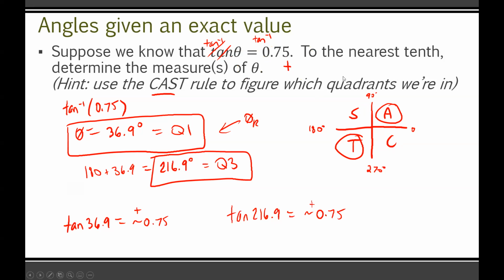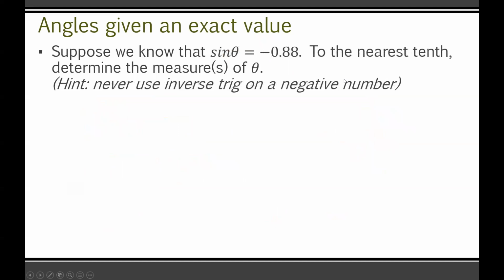Let's do another one. This next one's a little trickier, but it's similar. Suppose we know that sine theta equals negative 0.88. I was almost going to say degrees, but negative 0.88 is what you got, right? To the nearest tenth, determine the measure or measures of theta.